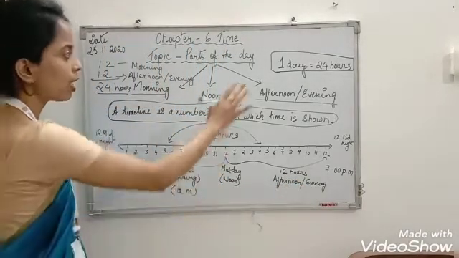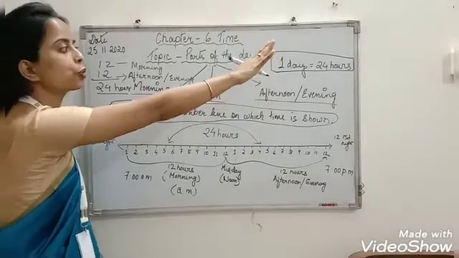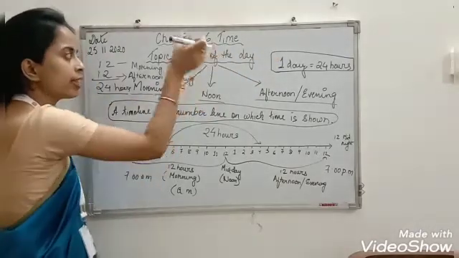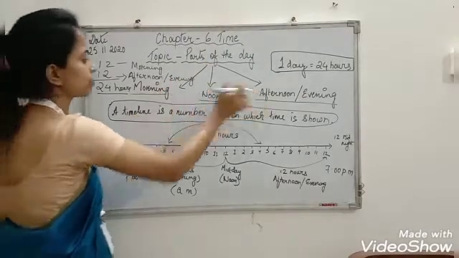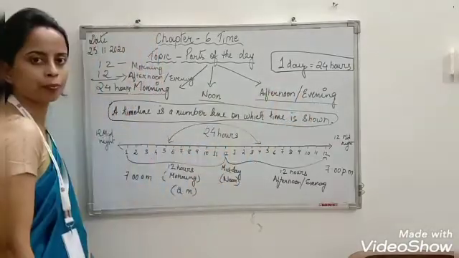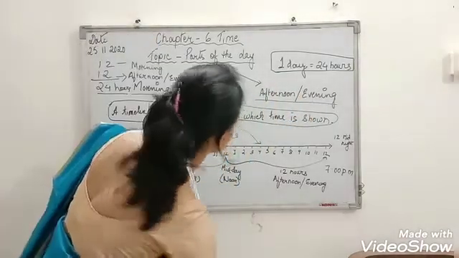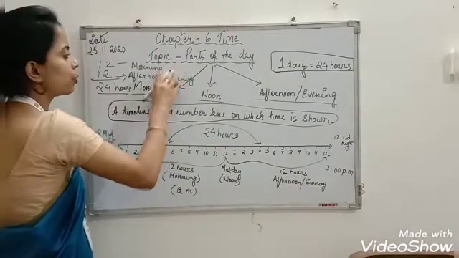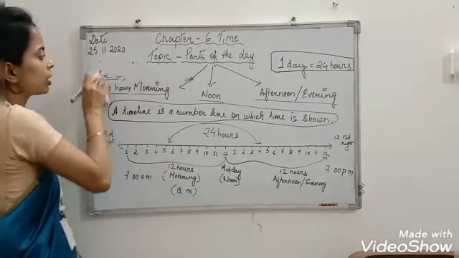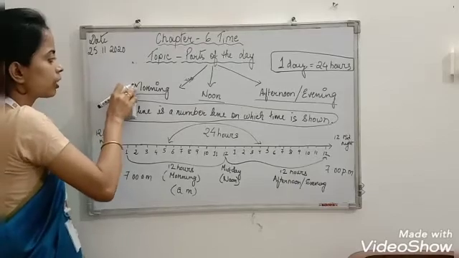Okay? So, one day equals how many hours? 24 hours. Parts of the day. One day is divided into parts: morning, noon, afternoon, evening. Right, children? So, morning, noon, afternoon, evening. Clear? Got it, children?